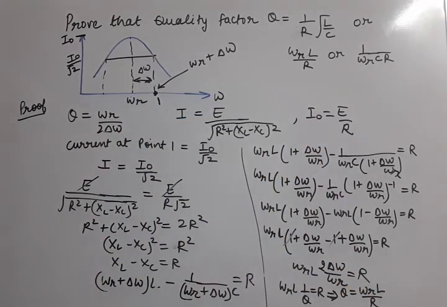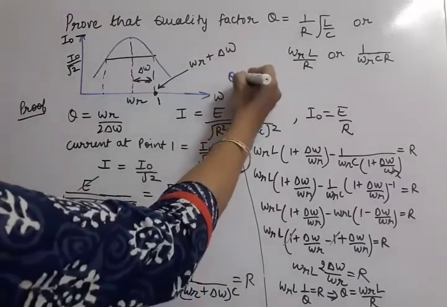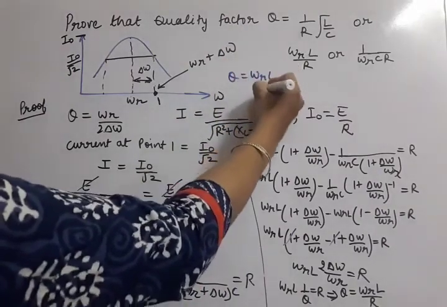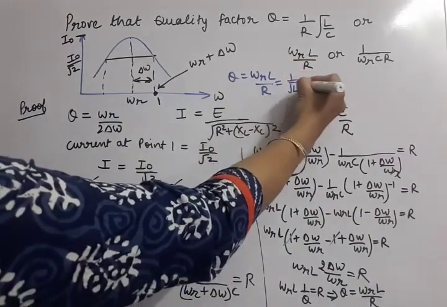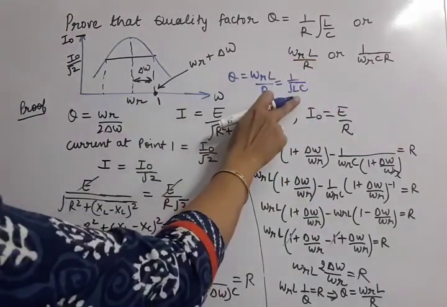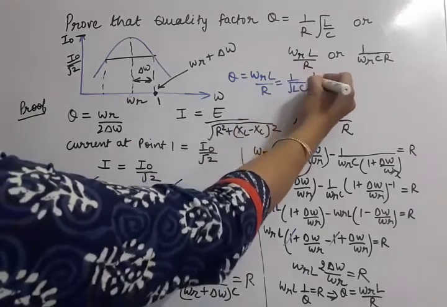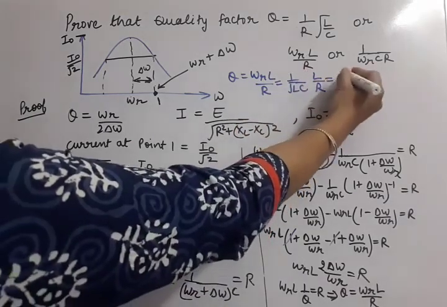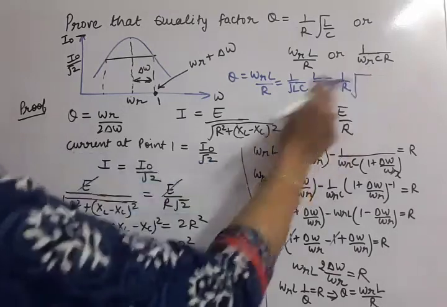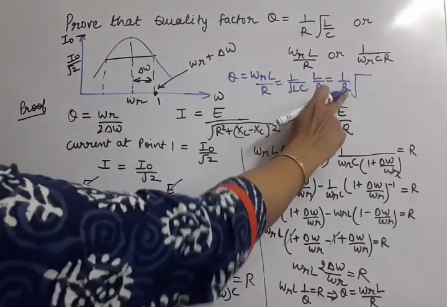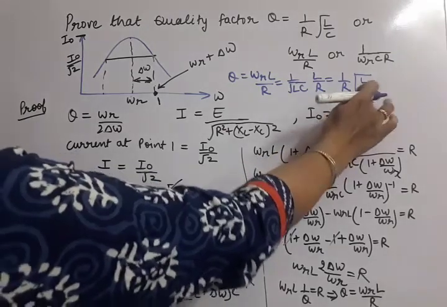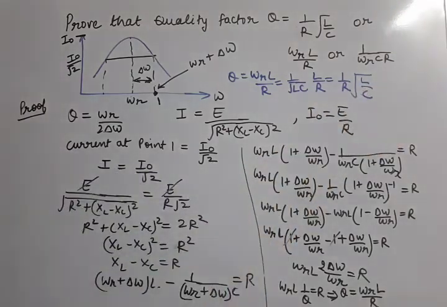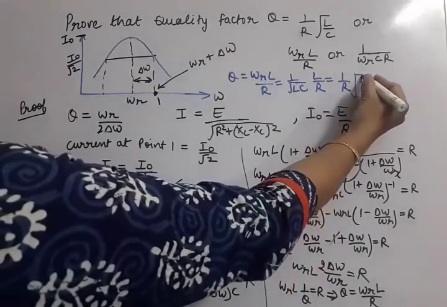Let us see. Q formula is omega r L by R. Omega r means resonating frequency, and its formula is 1 by root LC. So omega r we write as 1 by root LC, and L and R remain as they are. Finally, if we solve it, R is out, 1 root L will cancel. So 1 by R root L by C will be the formula obtained for quality factor.